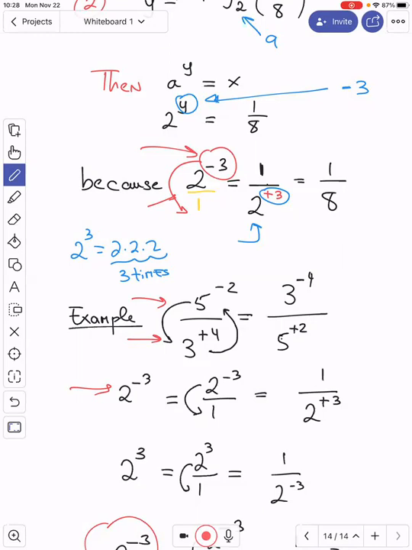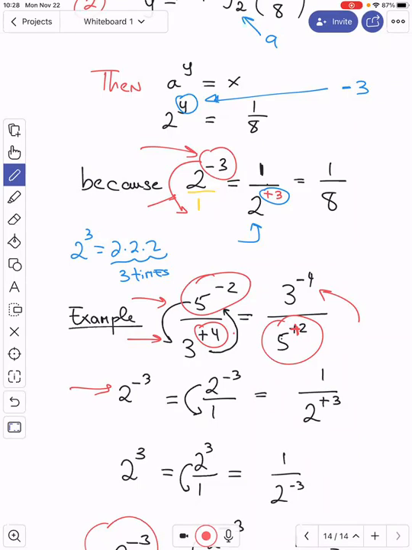But all I'm saying is, you see here this 5 with a negative power in the top. When I move it to the bottom, the power becomes positive, right? And here, I had a positive power and I moved it to the top, then it becomes negative. So whenever you move your power to the bottom or to the top, you change the sign.